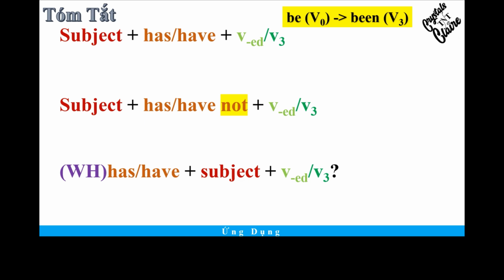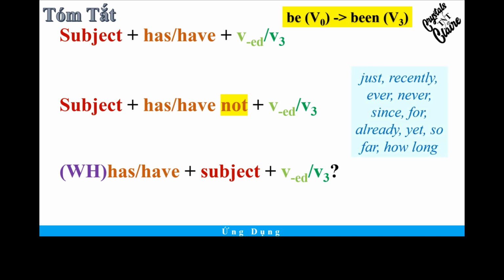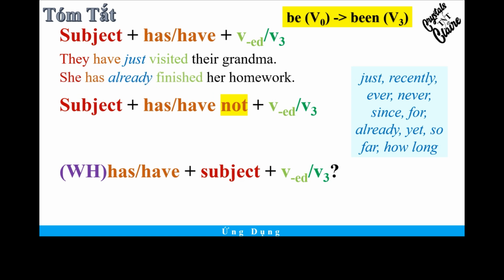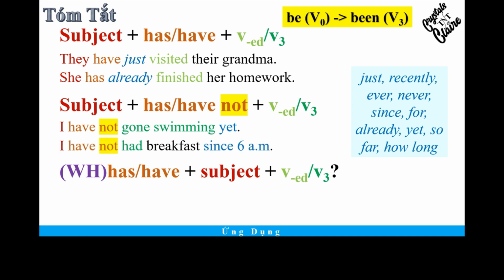Summary. Subject has verb ed. Yes. Subject has not verb ed, or wh-question. Like some examples. Okay. So to be: this verb 0 is be, but if it becomes verb 3 it's been. Okay. So here, look at here. We have also some time expressions over here. Affirmative form. They have just visited their grammar. She has already finished her homework. I have not gone swimming yet. I have not had breakfast since 6 a.m.